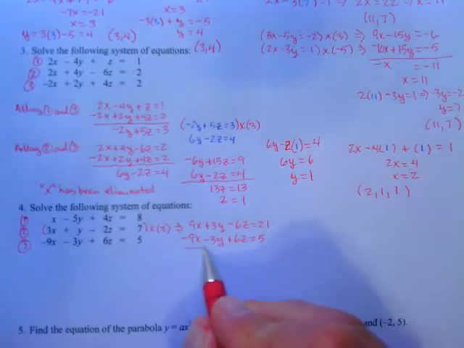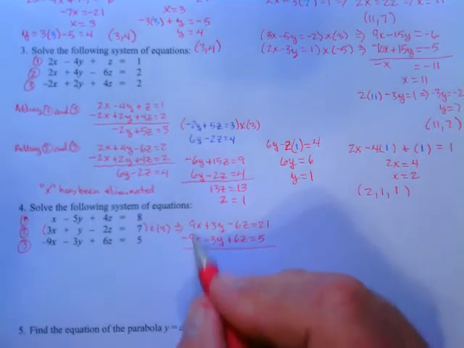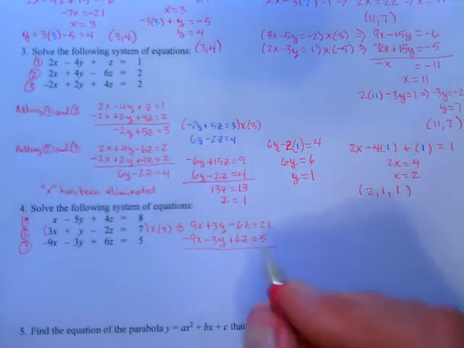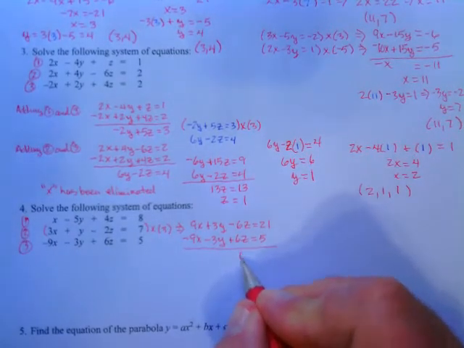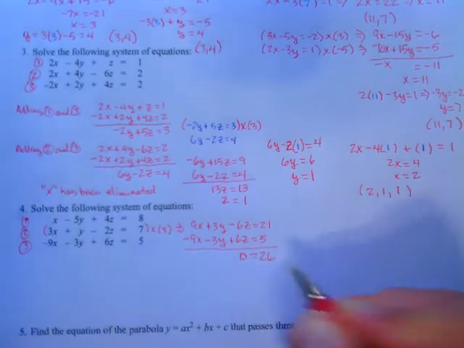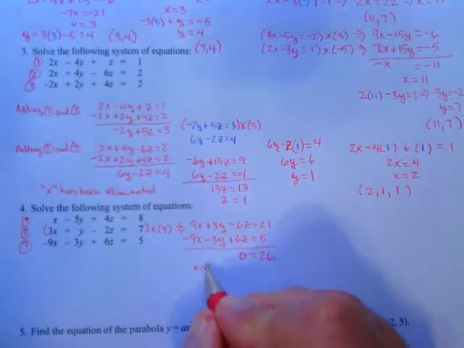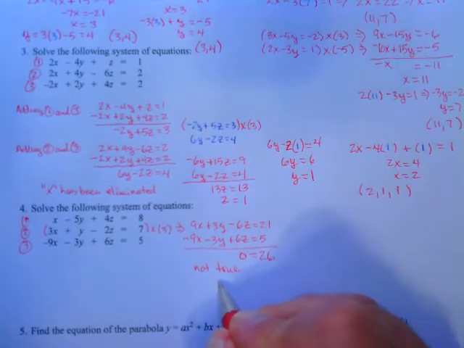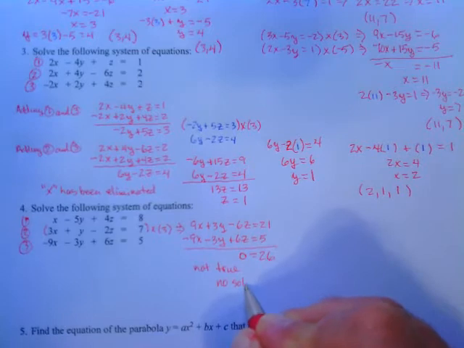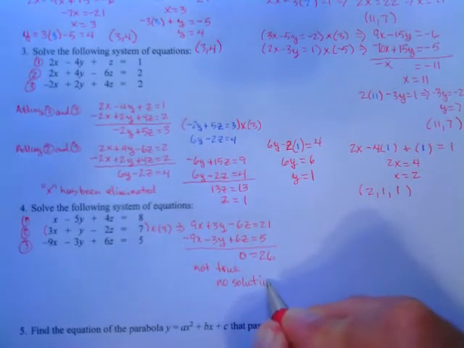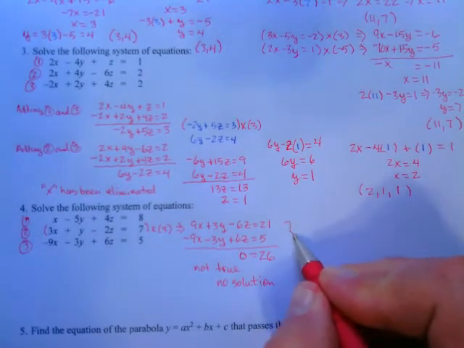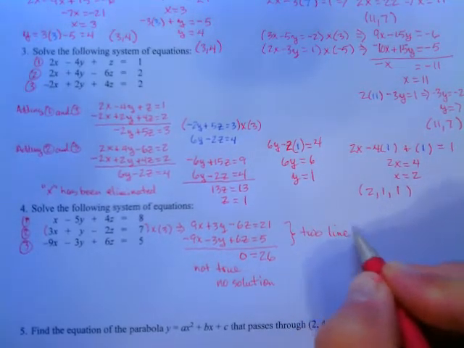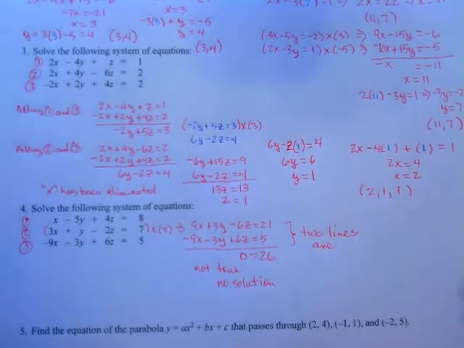And if I add these two together, well, the x's are gone, the y's are gone, the z's are gone, and I'm left with 0 equals 26, which of course is not true, and therefore there will be no solution. And in fact, what has happened is these 2 lines are parallel.